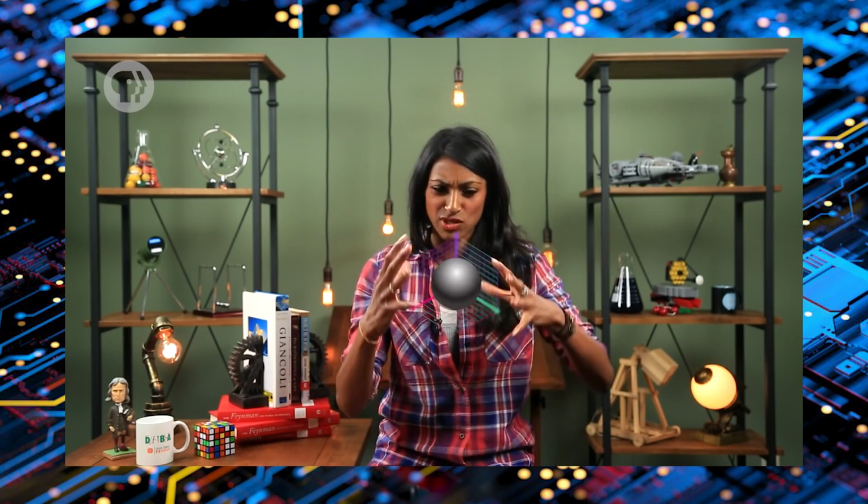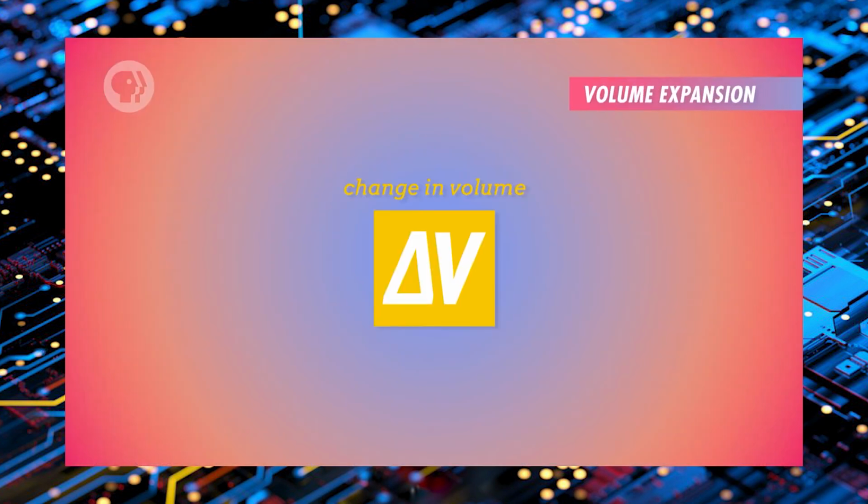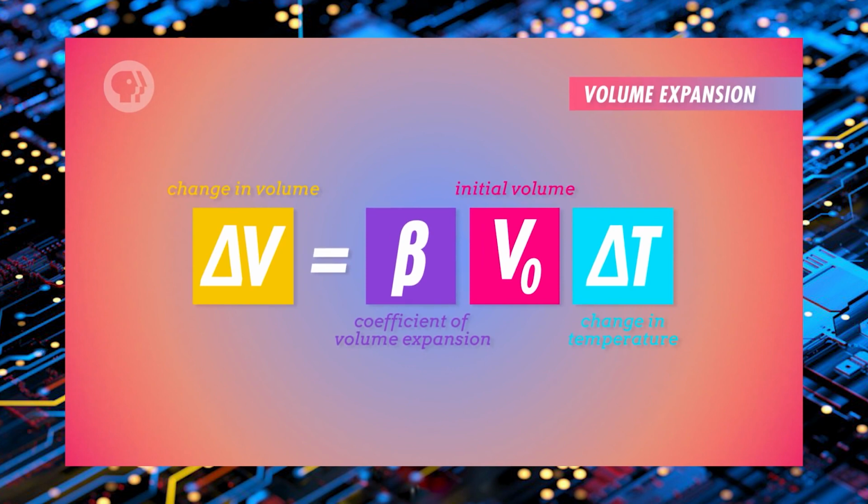Volume expansion is just like linear expansion, except that the change happens in all three dimensions. The equation for volume expansion just says that the change in volume is equal to the coefficient of volume expansion times the initial volume times the change in temperature.